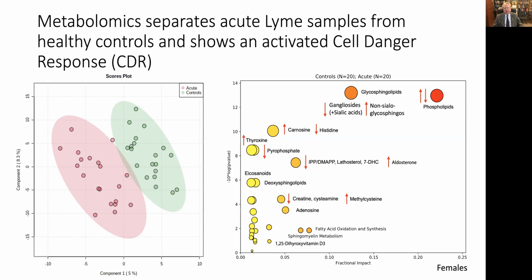Other molecules like creatine were decreased, but methylcysteine was increased. And adenosine, an important final metabolite of ATP catabolism, was decreased. And down at the bottom here, you see that the activated 1,25-dihydroxyvitamin D3 was decreased.